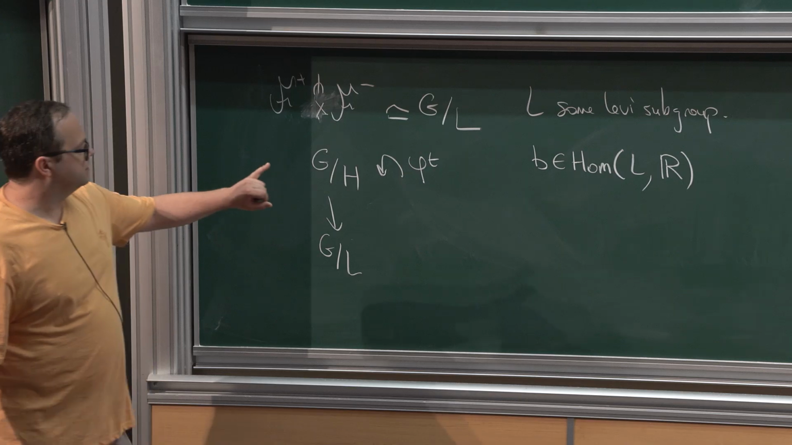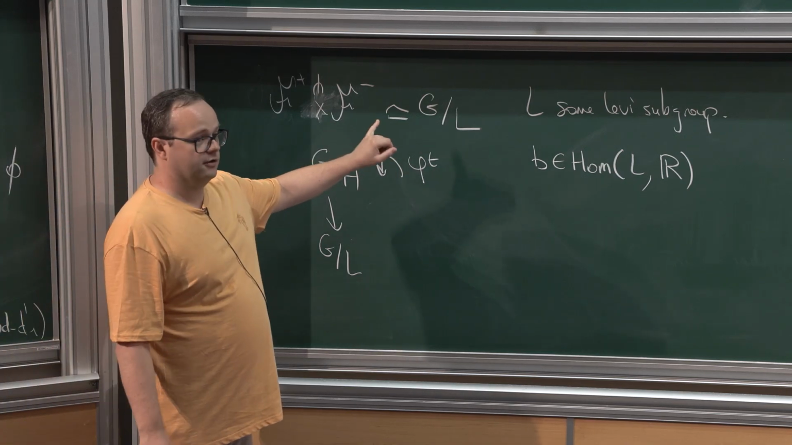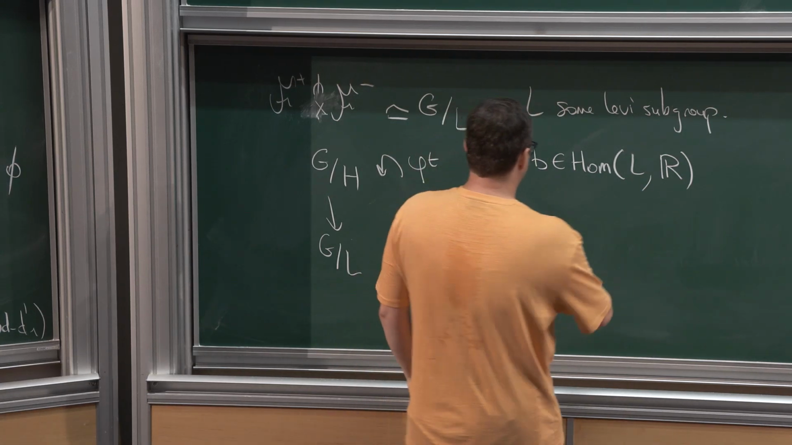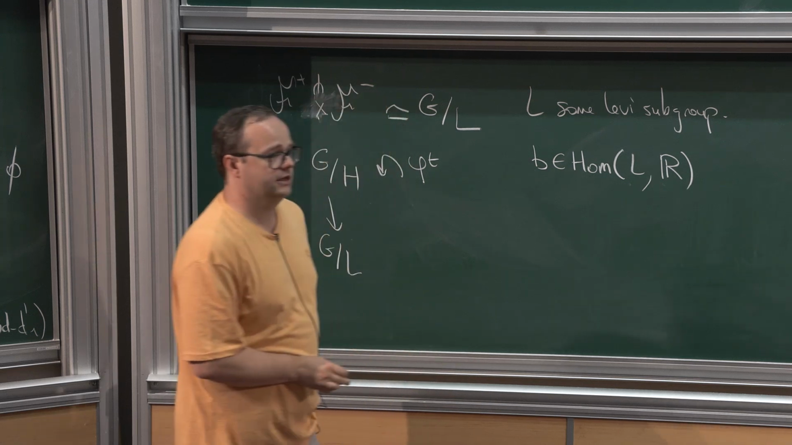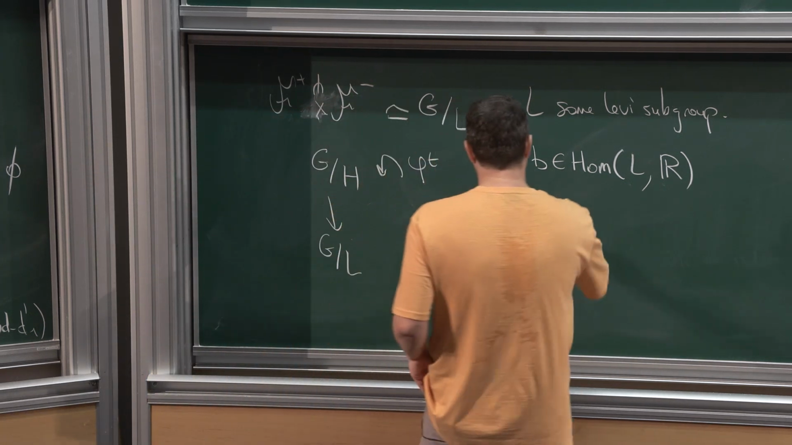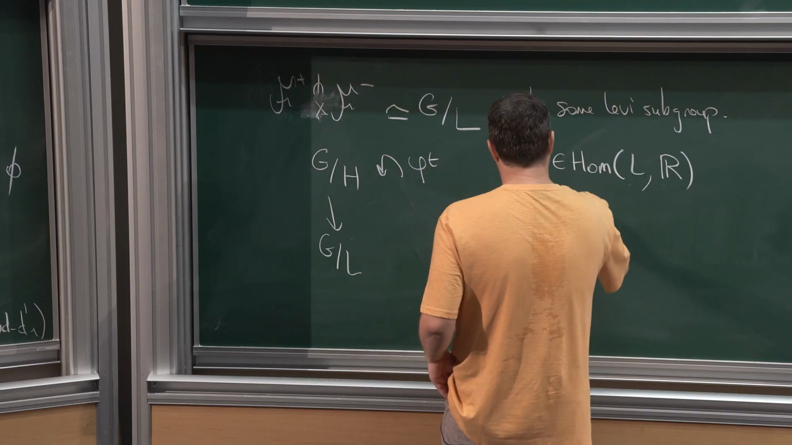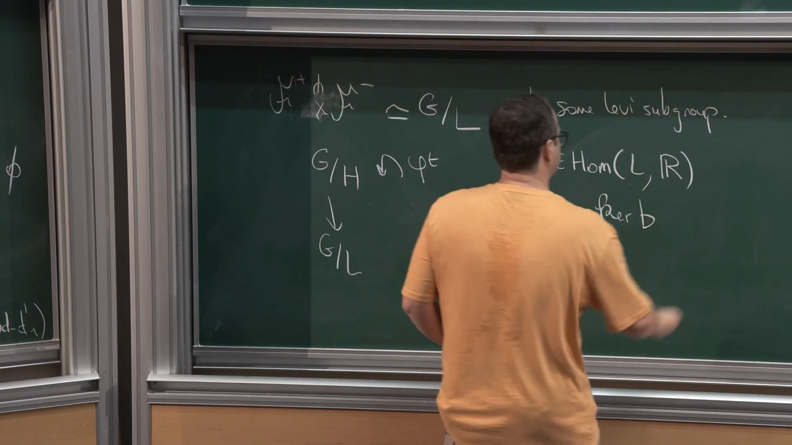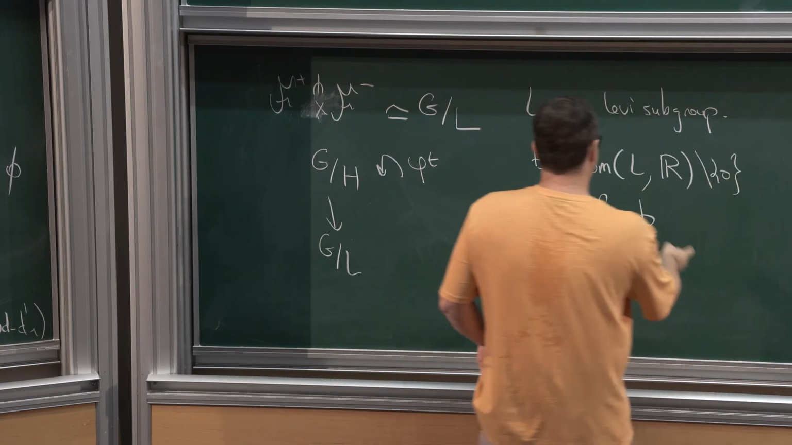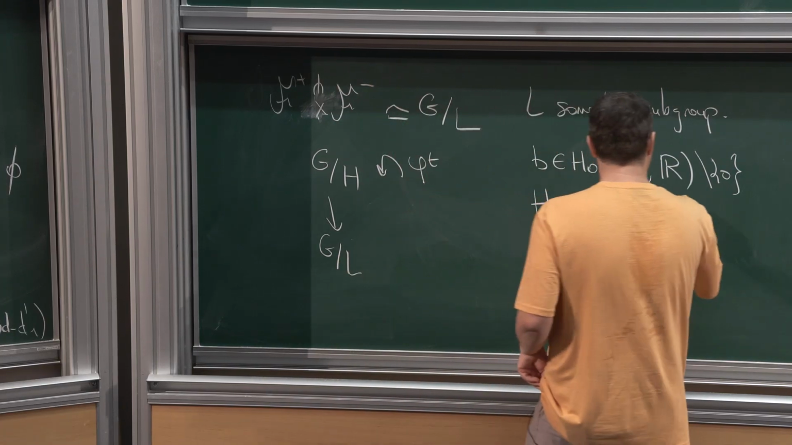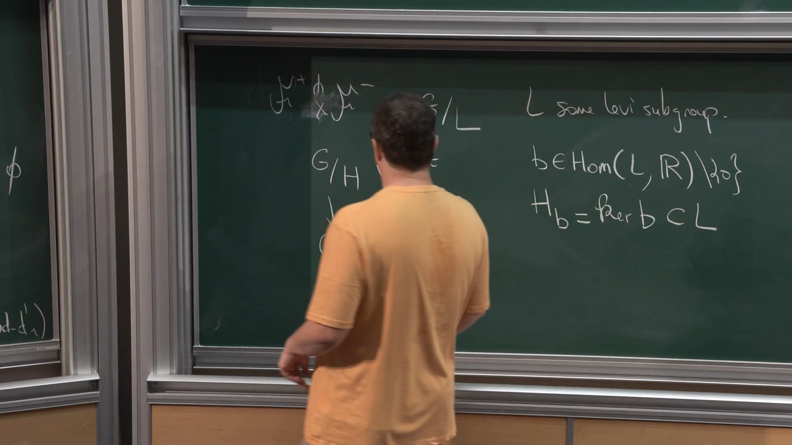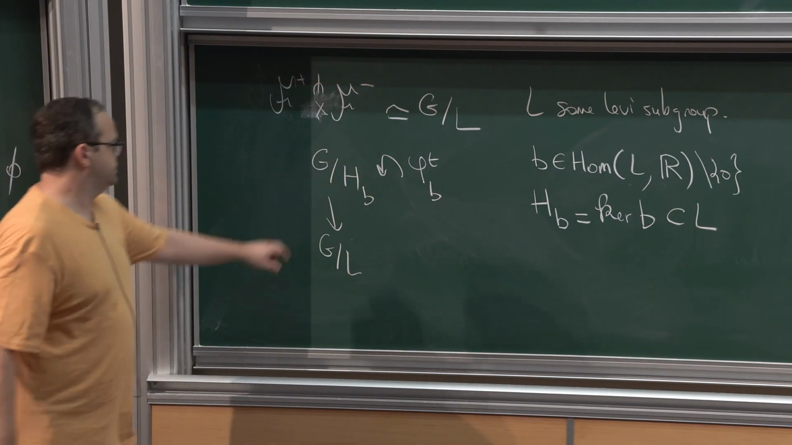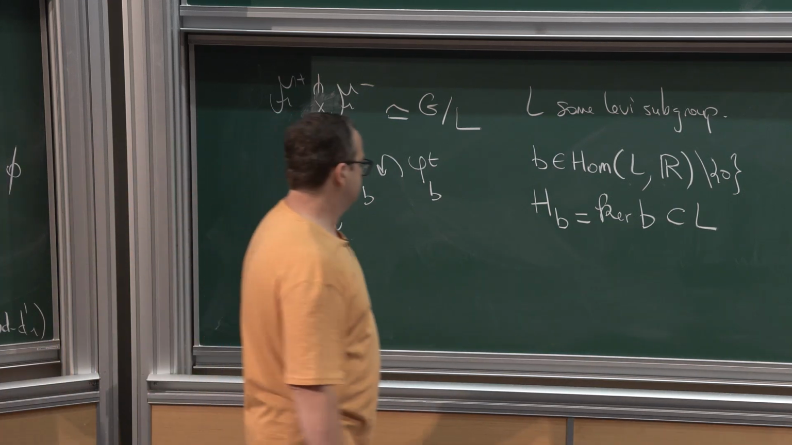But now what we're going to be doing, because we want these to be R principal bundles and not S1 bundles, you'll have to look into R, the additive group here. So you pick a homomorphism b from L to the additive group R. You define H_b to be the kernel of b. Right? And say b is not 0, so this will be a codimension 1 subgroup of L. Right? And now you can define a flow, so G mod H_b will fiber over G mod L.